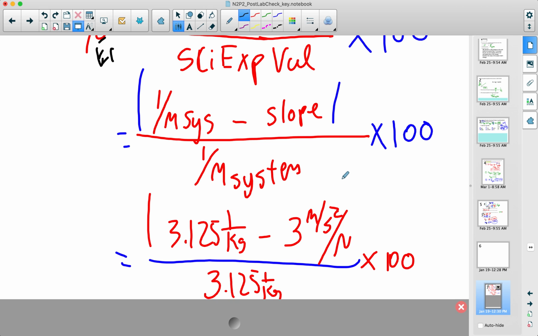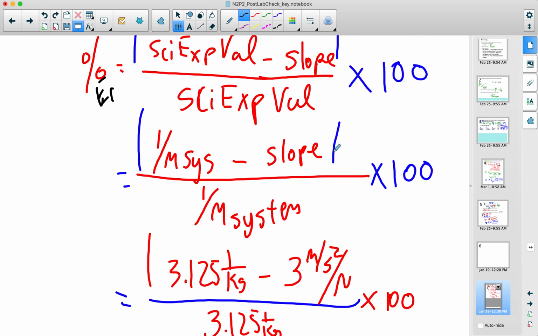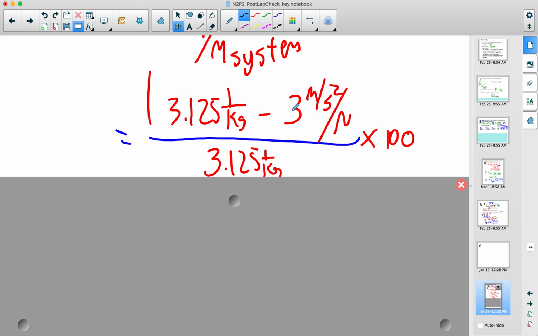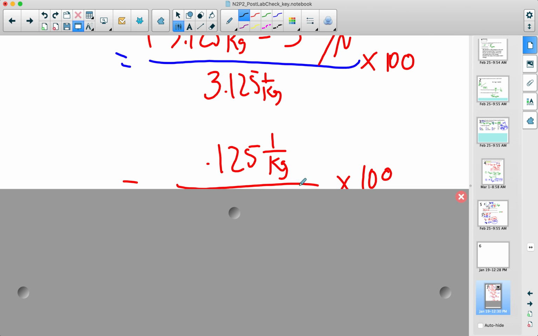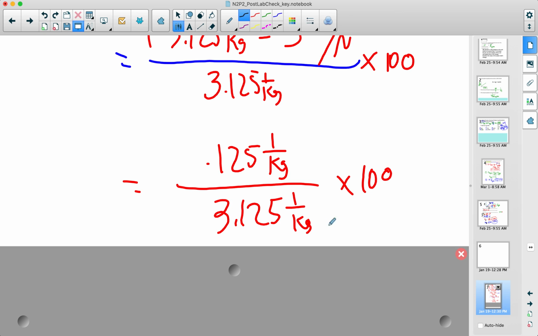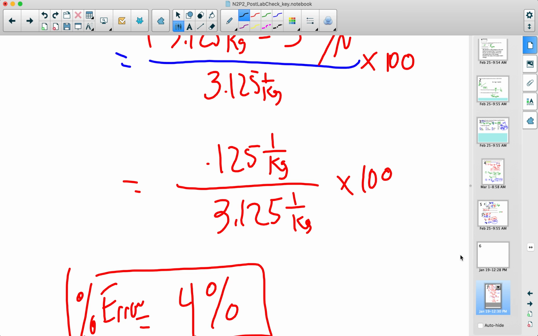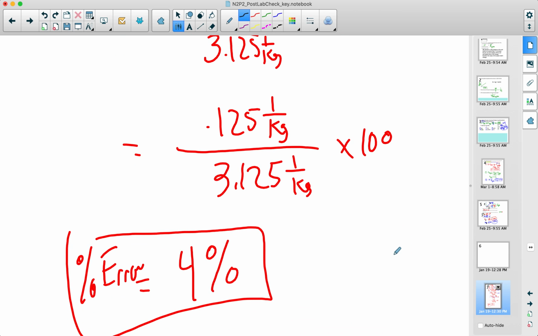So 1 over the mass of my system was 3.125 1/kilograms, minus my slope, which was 3 meters per second squared per newton. And remember, this converts over to 1/kilograms as well. So we take the absolute value of that, and 3.125 minus 3 is just 0.125, divided by 3.125 1/kilograms, times 100. Notice that the units cancel out, 1/kilograms divided by 1/kilograms, and our final answer is 4% error. Remember, that falls under the 5% rule, so I wouldn't have to explain what errors I had made.